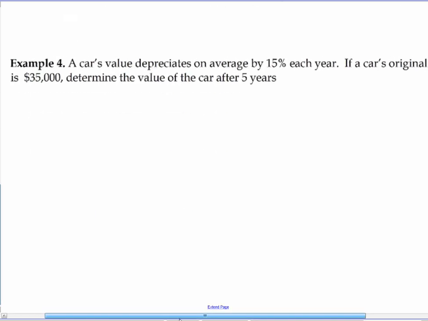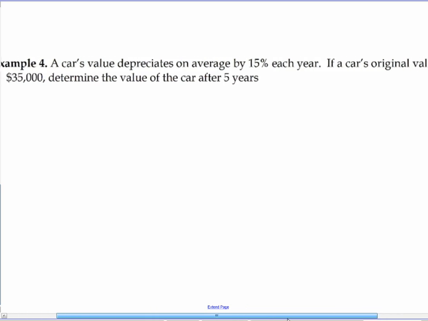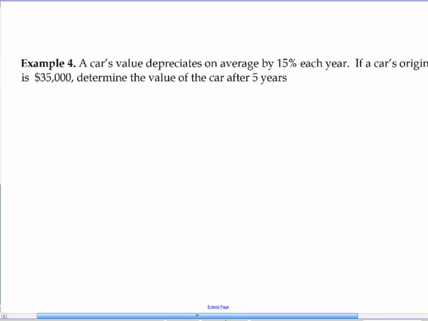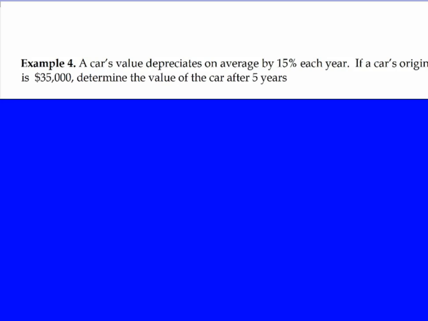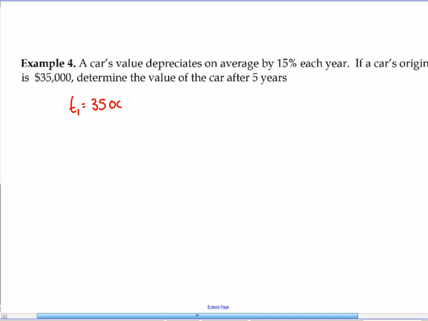Let's go into an example 4. Okay. A car's value depreciates on an average of 15% per year. The car's original value is $35,000. Determine the value of the car after 5 years. Okay. So, my question for you, let's figure this out. What's your T1? Okay, we can all agree that that's 35,000. What's your common ratio? Is it 0.15?